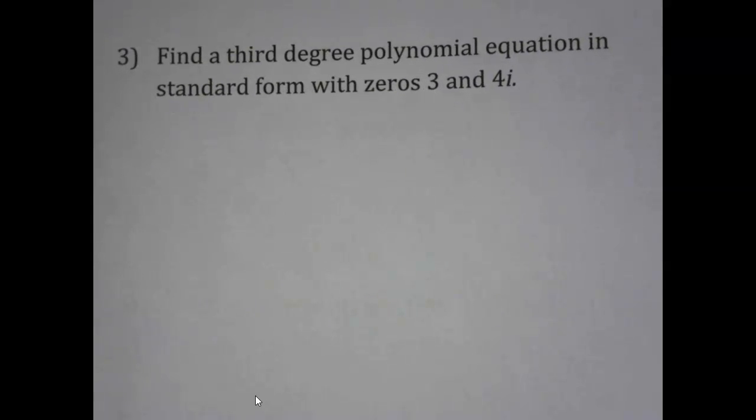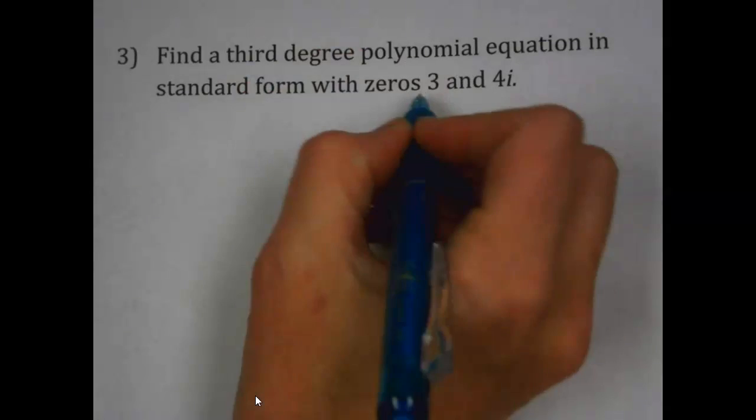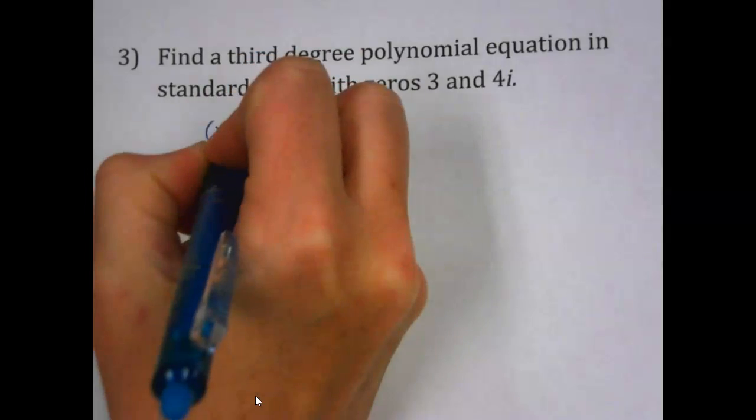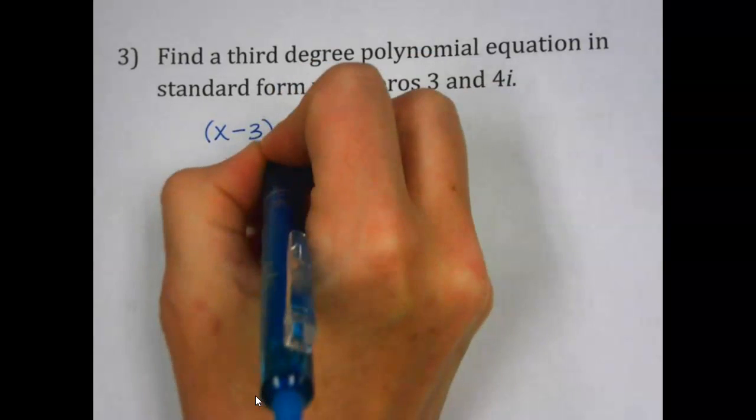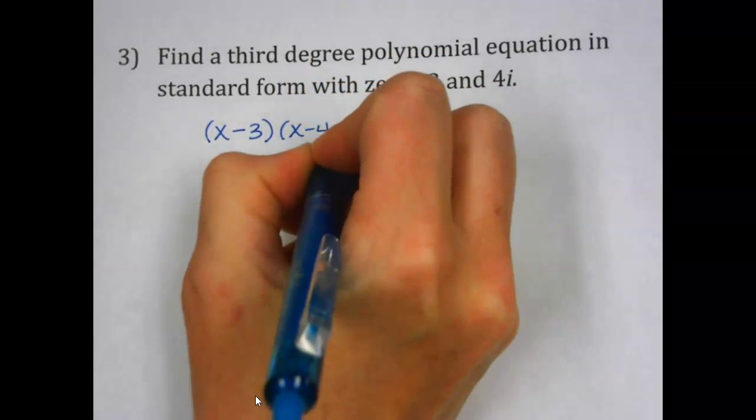Now we're going to kind of go backwards a little bit. They're giving us the zeros, and we are going to write the equation. So it's telling us that we have a 0 of 3 and 4i. So a 0 of 3 would come from a factor of x minus 3. 4i would be x minus 4i.